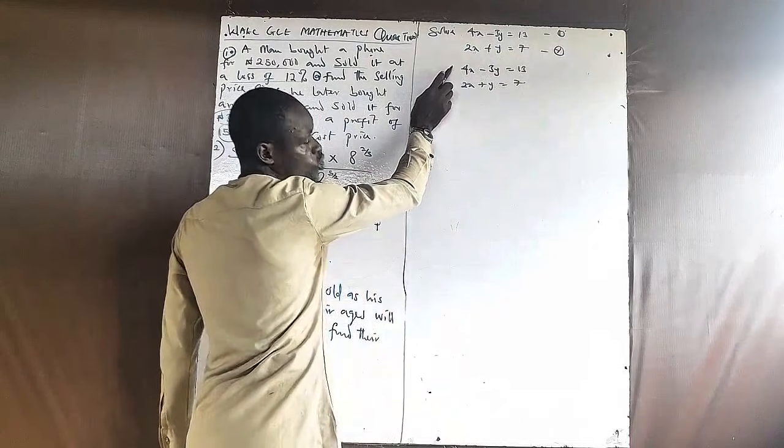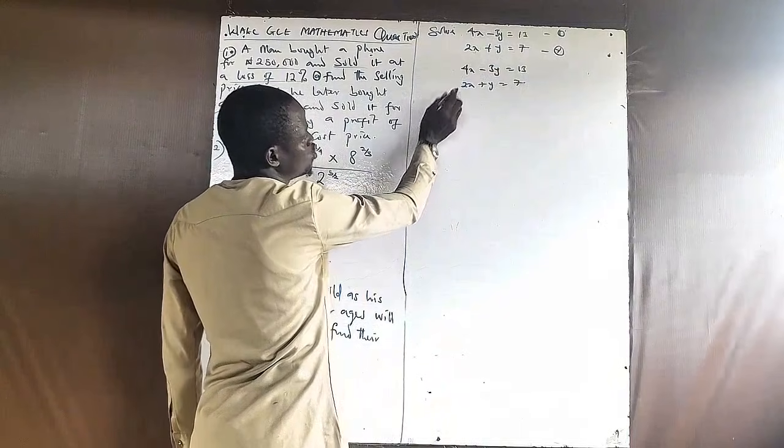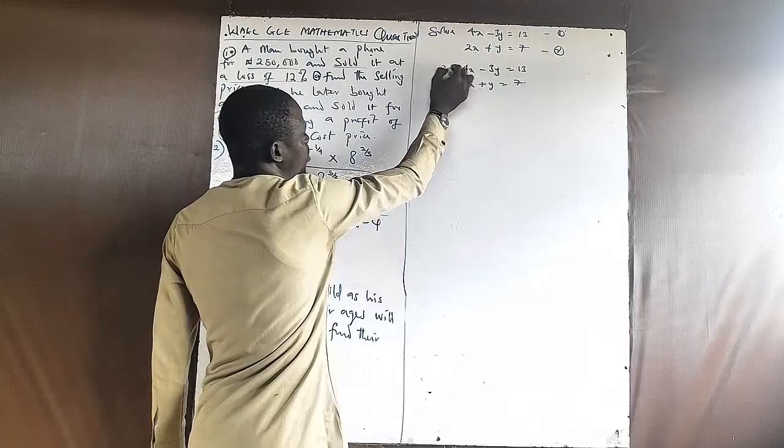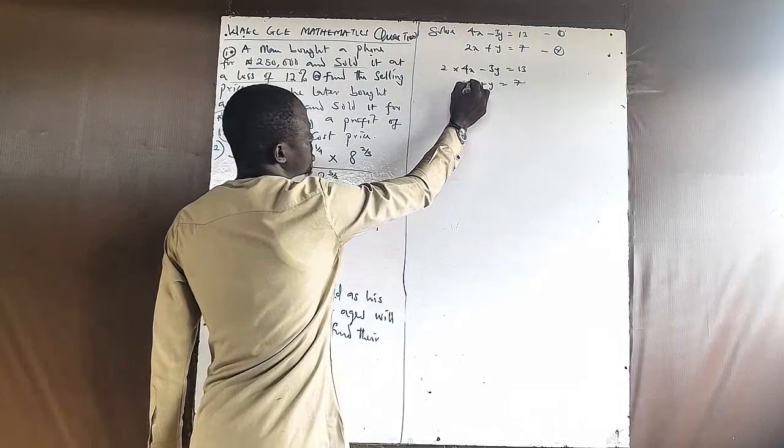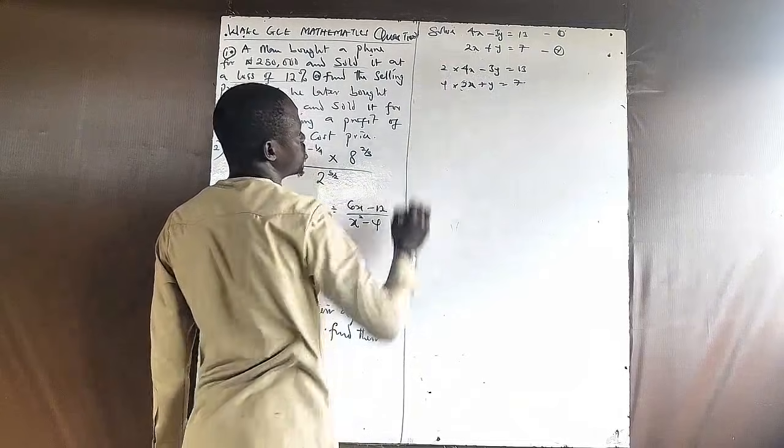Multiply the coefficient of x in equation 1 with equation 2, and the coefficient of x in equation 2 with equation 1. The coefficient of x in equation 2 is 2, which means here I'll multiply by 2. And the coefficient of x in equation 1 is 4, then I'll multiply this one by 4.